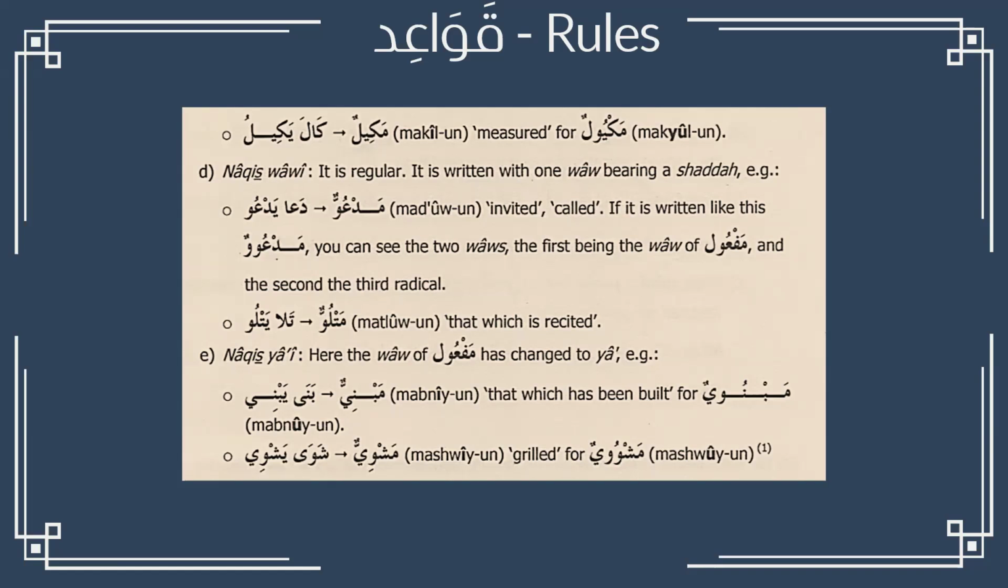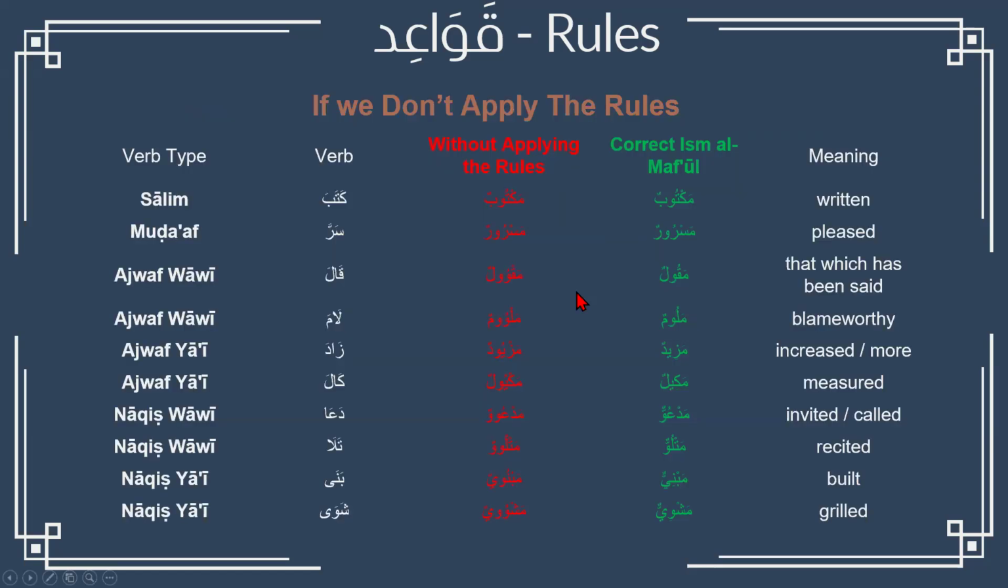Naqis ya'i, same thing. The last letter is a weak letter, but a ya. So the same rules apply over here. You'll simply remove one of those vowels and make it ismul maf'ul for ghairu salim. Here is what happens if you do not apply the rule. Salim, of course, nothing happens. Kataba, maktubun, the one which is written.